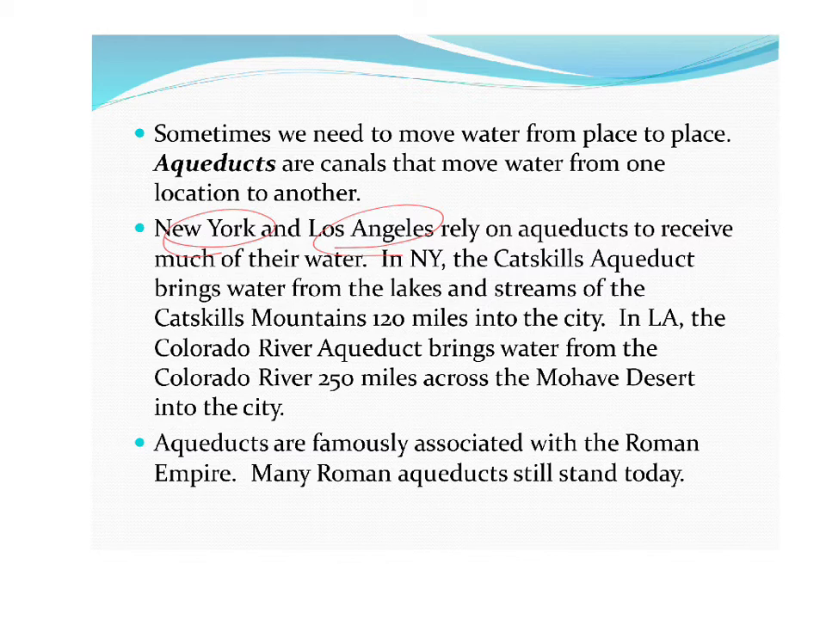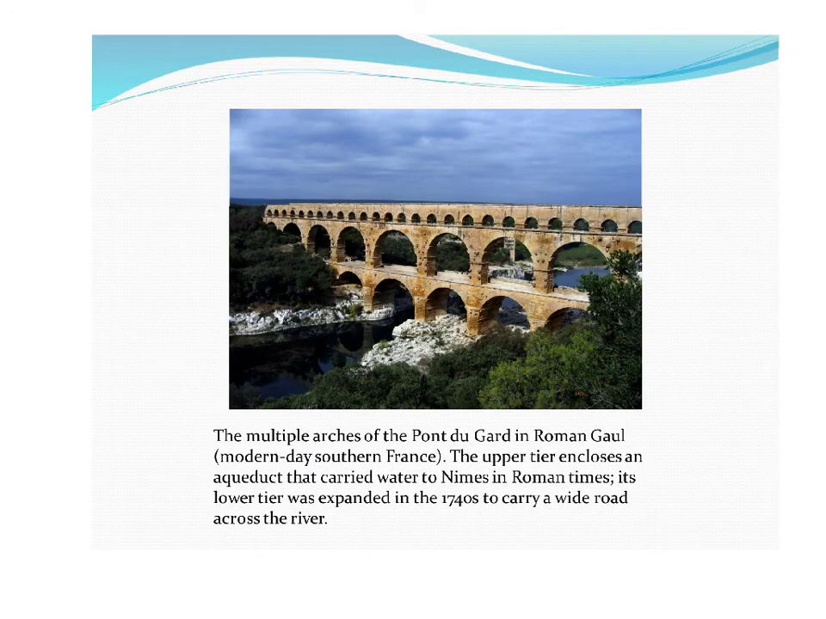Aqueducts, again, are famously associated with the Roman Empire, and many Roman aqueducts still stand today. I will show you a picture of one. Great. This is a Roman aqueduct. This is a famous picture. It's the arches of the Pont du Gard in Roman Gaul, which is in southern France. The actual aqueduct is right here in this top tier. That is a kind of an open canal that carried water to the city of Nîmes during Roman times.